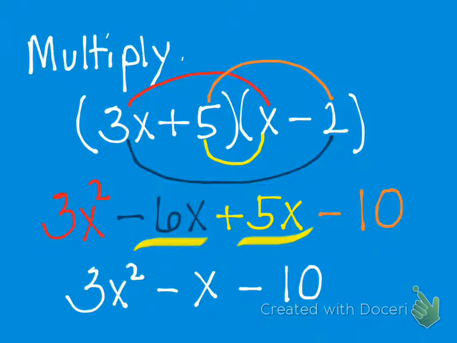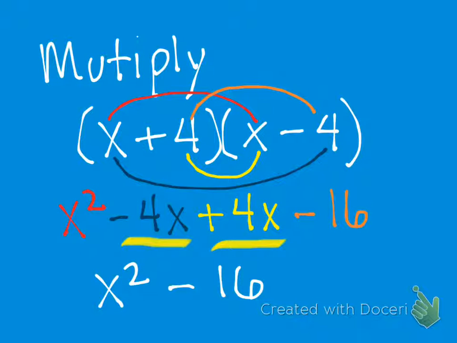Now let's look at this example, 3x plus 5 times x minus 2. First term times first term, 3x times x gives us 3x squared. The outside terms, 3x times negative 2 gives us negative 6x. The inside terms, 5 times x gives us positive 5x. And last term times last term gives us negative 10. The two middle terms can be combined because they're like terms, resulting in 3x squared minus x minus 10.